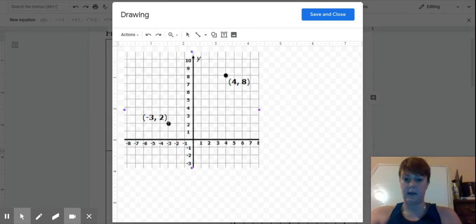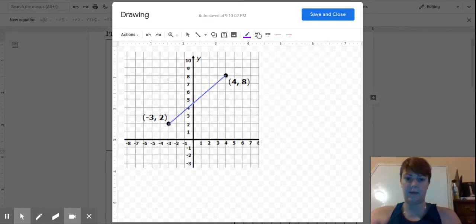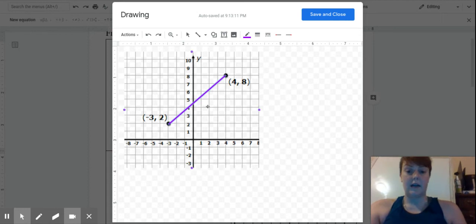And so we're going to try to determine this length. Now we're going to make it purple because I love purple, and we're still going to make that a fat line. There we go. Okay, so that's the length that we're trying to determine.